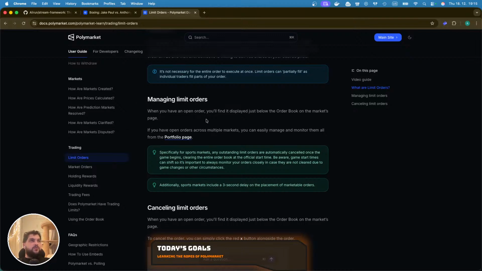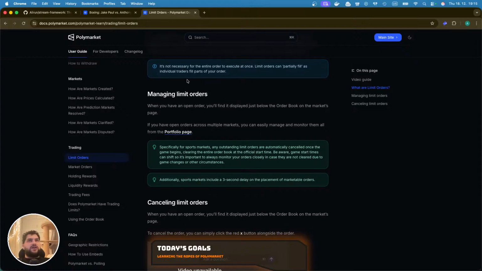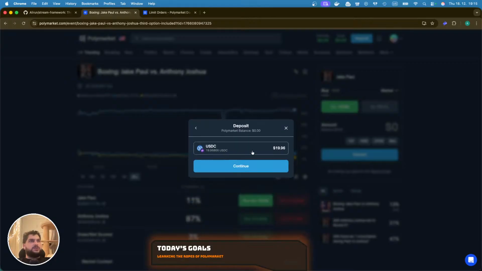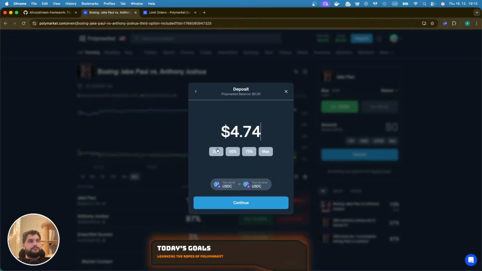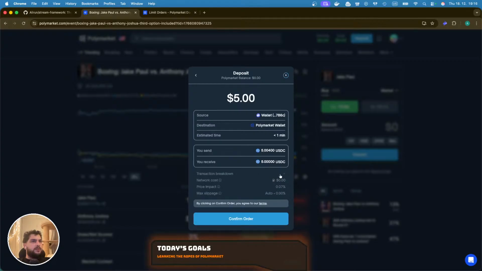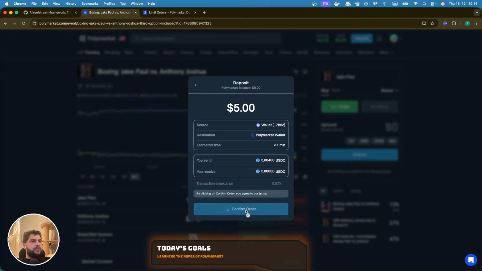Managing limit orders. When you have an open order, you will find it displayed just below the order book on the market page. Let's try this immediately. Why not? Let's deposit, I don't know, $5. So it will also take an additional 4 basis points. Actually 40 basis points, like 0.4%. Whatever.